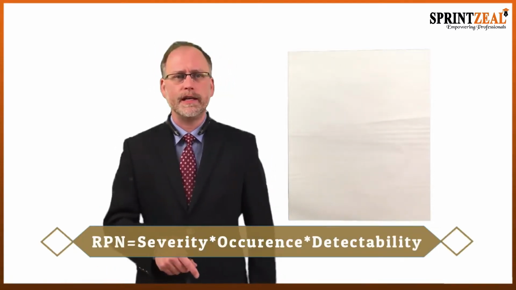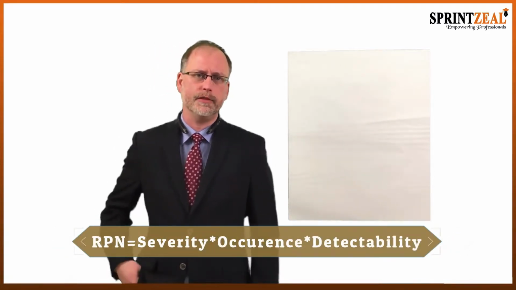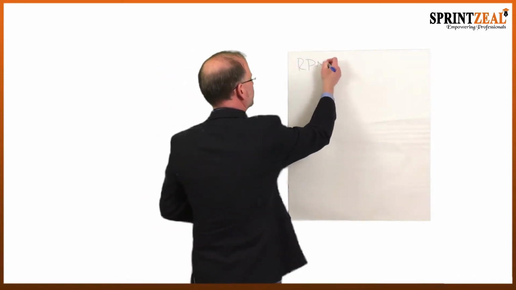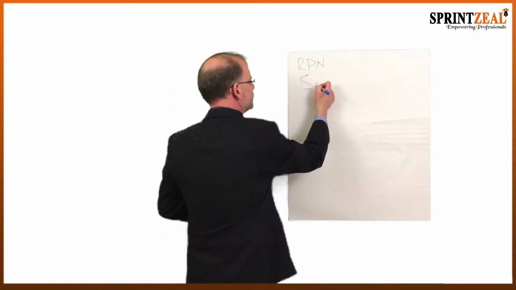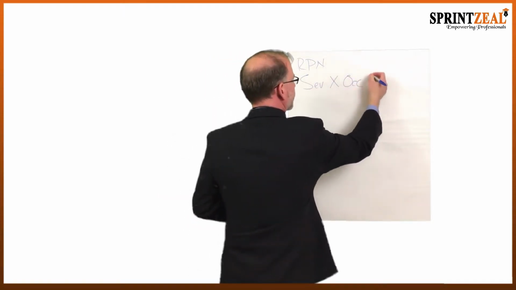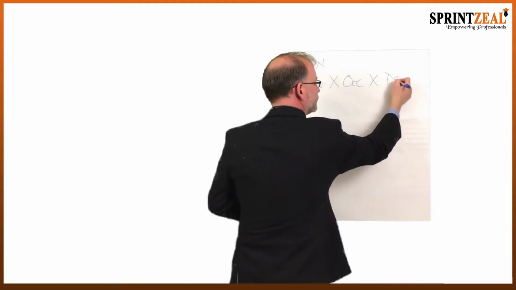And an RPN is calculated using severity, occurrence, and detection, which are then given a value on a scale of 1 to 10. So for instance, your RPN, or your risk priority number, is your severity multiplied by your occurrence multiplied by your detection.